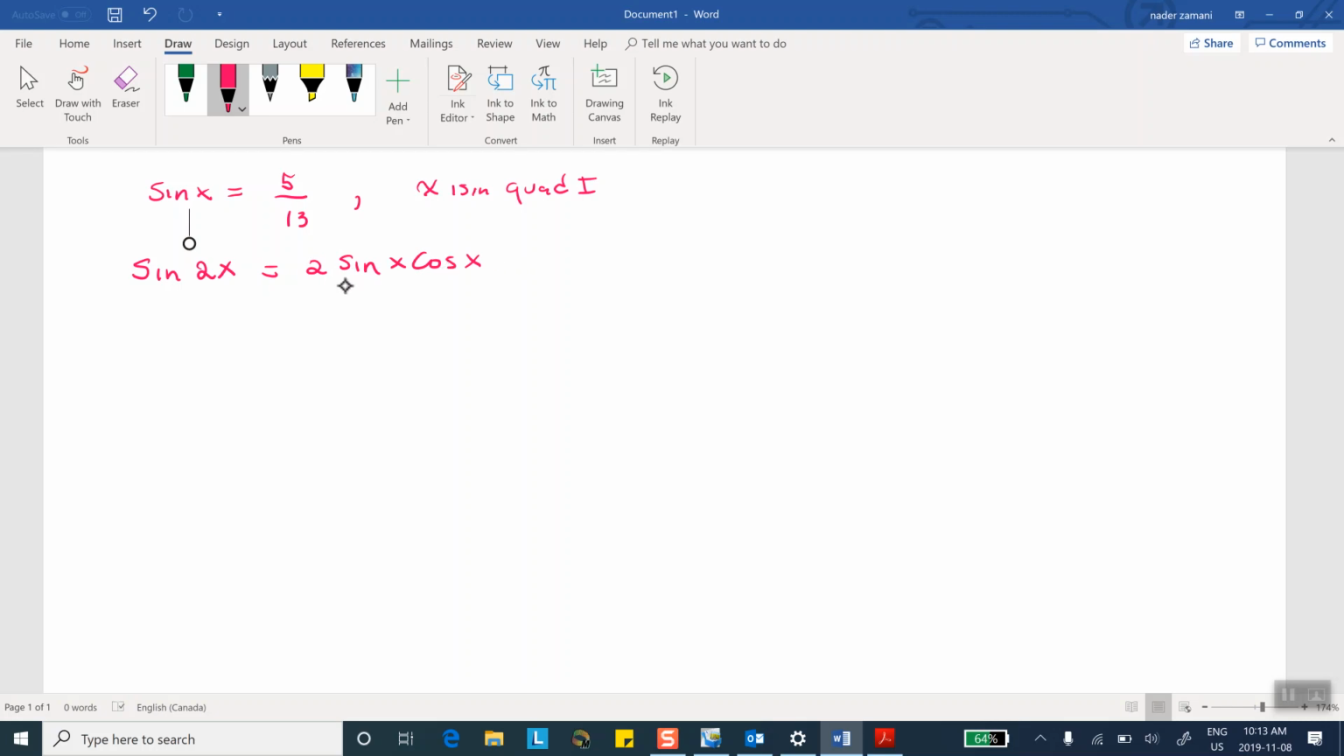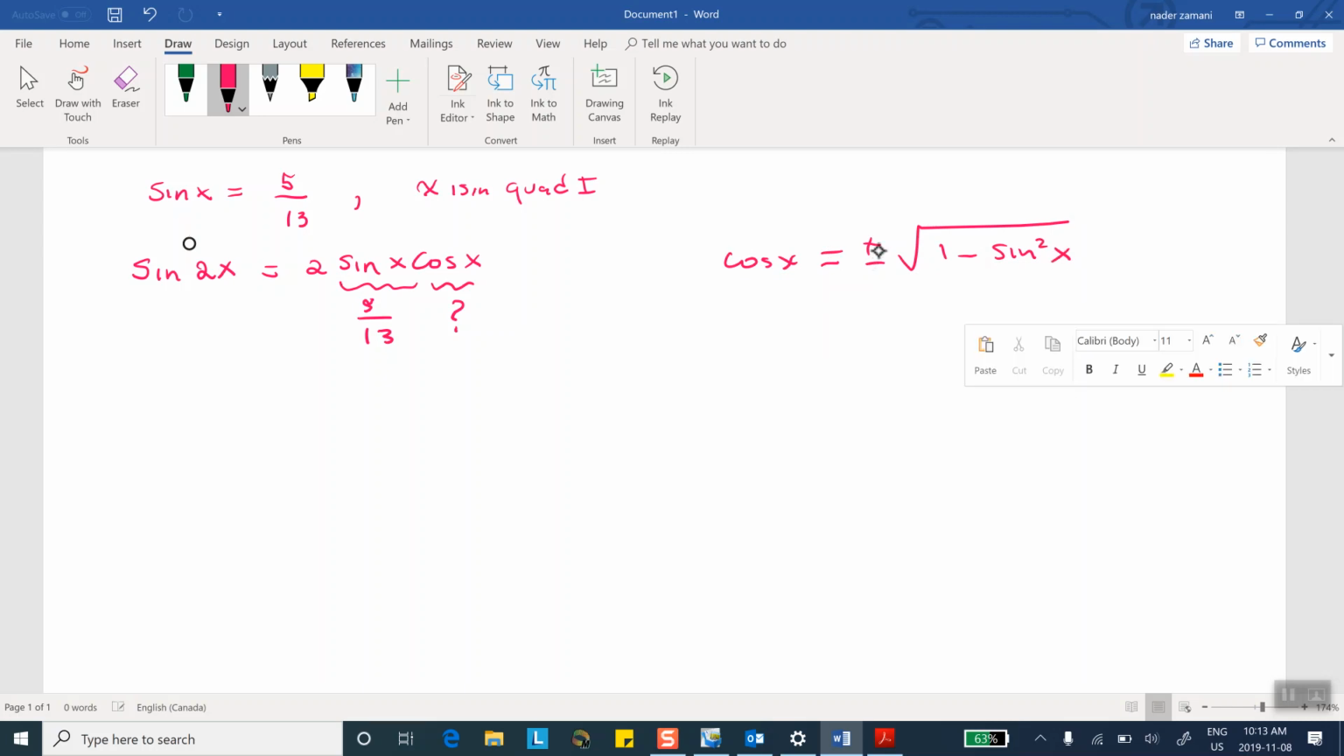Now, we know sine of x, that was given to us. Okay, this is 5 over 13. There's no problem. But the question is, what is the cosine of x? Now, remember, from basic trig identities, cos x is plus or minus root of 1 minus sine squared x. Now, the choice of plus or minus depends on this statement, because it says x is in quadrant 1, and in quadrant 1, just go to the trig circle, cosine of x is positive, okay?